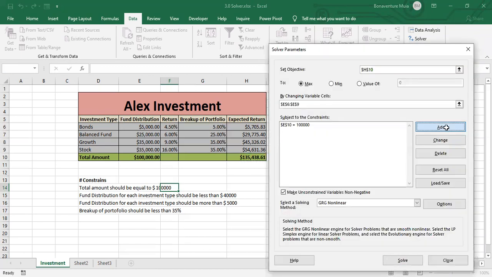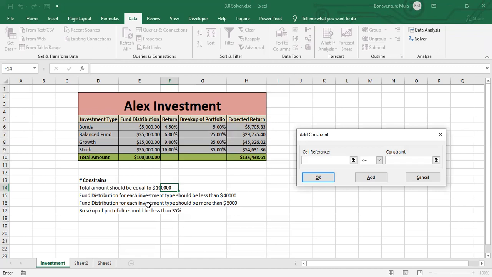Next, we can add another constraint because we have a lot of constraints here. And here we're told that the fund distribution for each investment type should be less than 40,000. So we are going to highlight all this, and we say this should be less or equal to 40,000. You can literally type that 40,000 here. You can click on add.